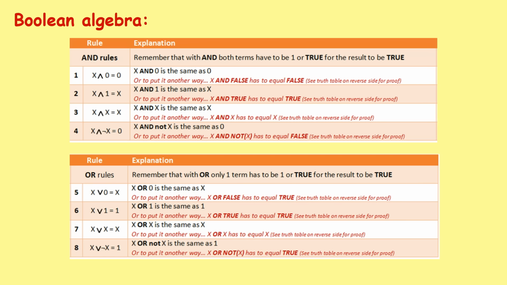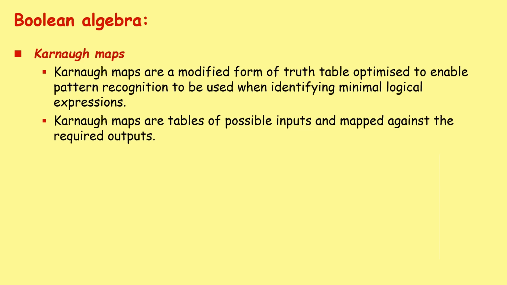We've got some AND rules and we've got some OR rules. Again, you can pause this and review. Karnaugh maps, again, very useful for simplifying all these expressions. Karnaugh maps are a modified form of truth table optimized to enable pattern recognition to be used when identifying minimal logical expressions. Karnaugh maps are maps of possible inputs mapped against the required outputs.